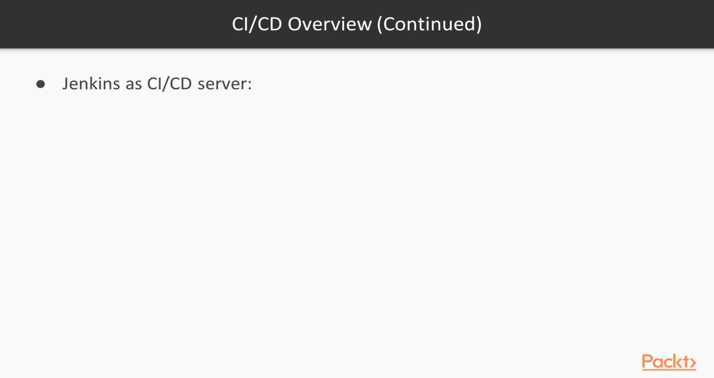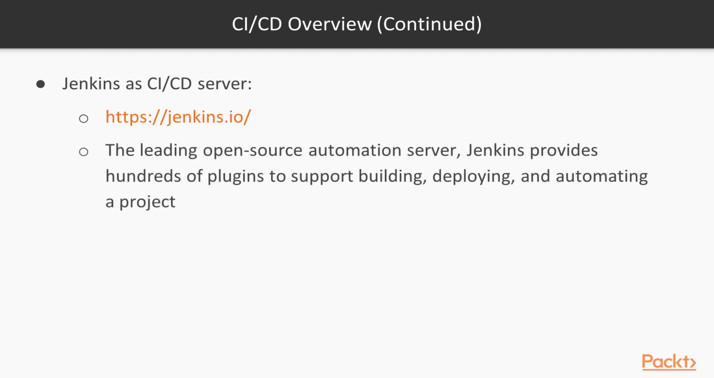In this section of the course, we will be using Jenkins as a CI server. Later on, we will also demonstrate how Jenkins can work as a continuous delivery server as well. And you can find more information about Jenkins from the below URL. As per the Jenkins official definition, it is the leading open source automation server. Jenkins provides hundreds of plugins to support building, deploying, and automating a project.